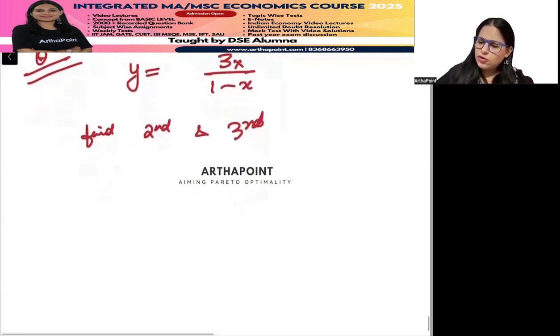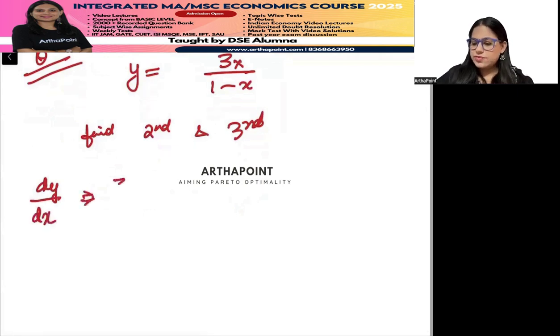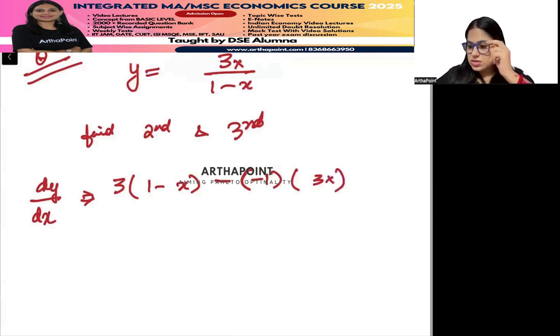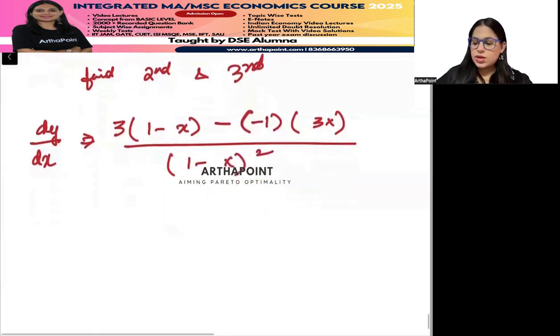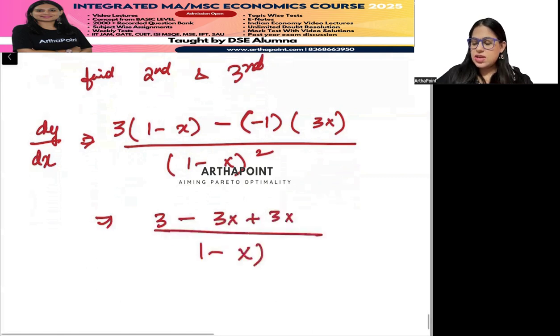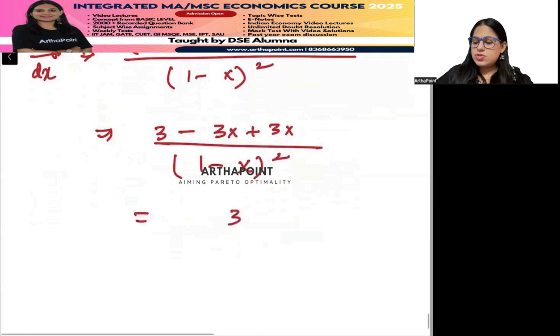है ना? So how will you find the second order derivative? पहले dy by dx निकाल लो. Differentiation of numerator, denominator as it is, minus differentiation of denominator, numerator as it is, upon denominator whole square, right? So this is going to be 3 minus 3x plus 3x upon 1 minus x whole square. This will be 3 upon 1 minus x whole square.